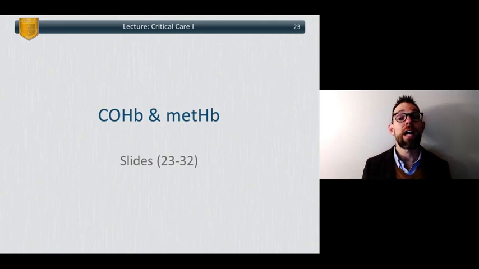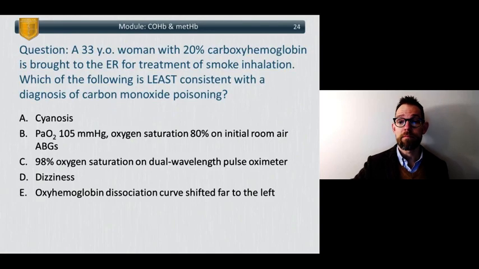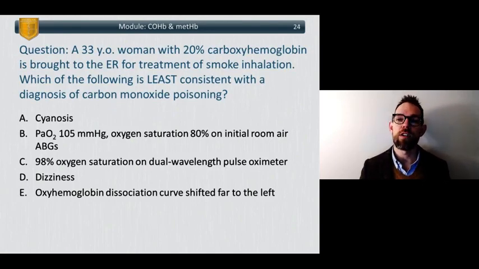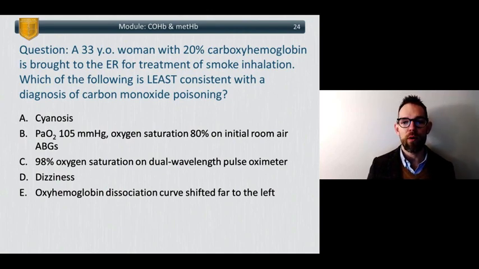Okay, now we're going to hop into carboxyhemoglobin and methemoglobin. A 33-year-old woman with 20% carboxyhemoglobin is brought to the emergency department for treatment of smoke inhalation. Which of the following is least consistent with a diagnosis of carbon monoxide poisoning?